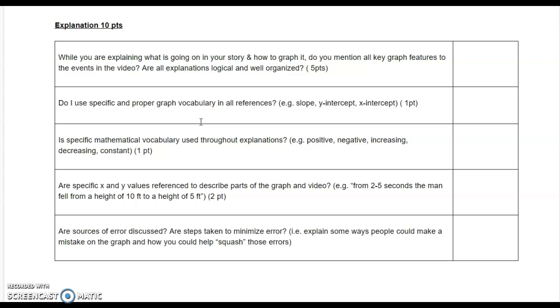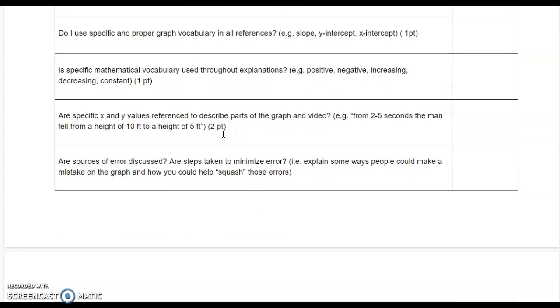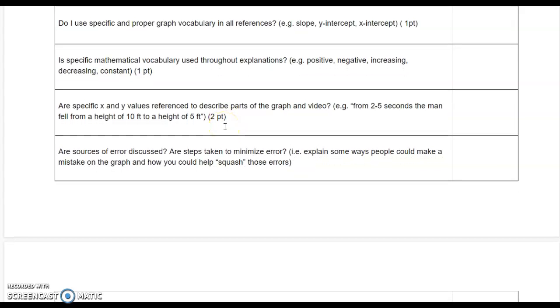So, are all your explanations logical and well organized? That means making sure that you're not going, well, it kind of looks like this. No, I want you to be firm with your logic and what's going on in the video because you created it. Do you use specific proper vocab, such as slope, y-intercept, x-intercept? If it hits those, is it decreasing, increasing is the next one. Mathematical vocabulary, okay? Is it continuous? Is it a discrete function? Anything like that.